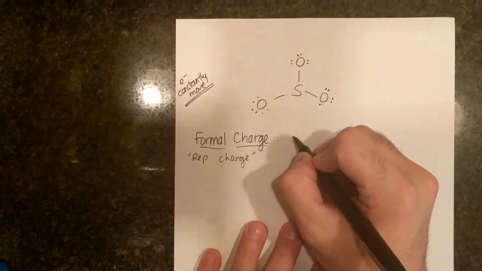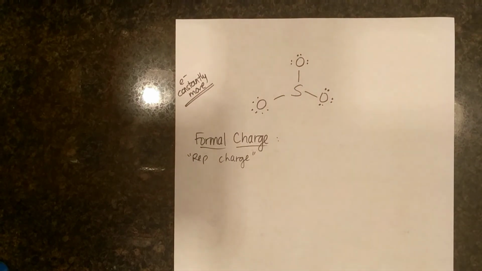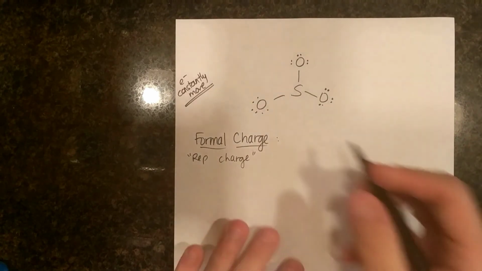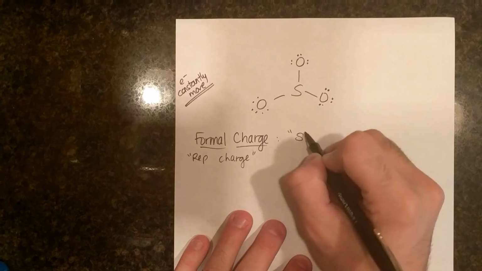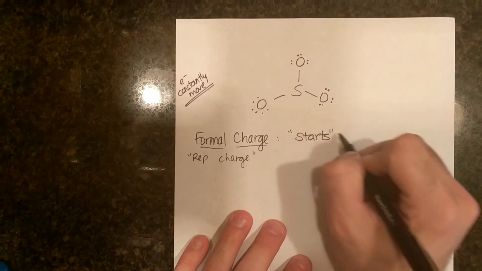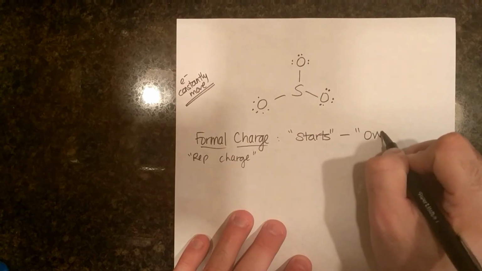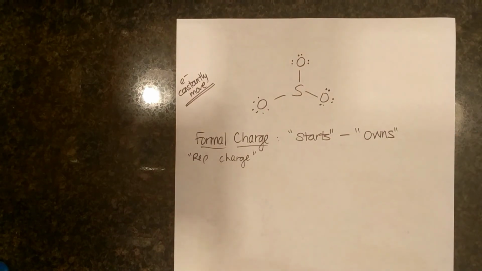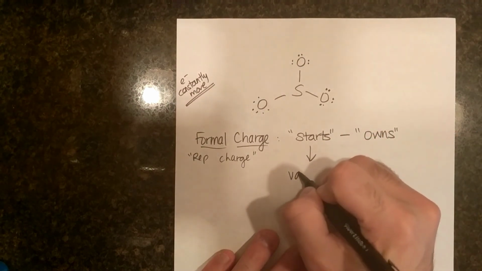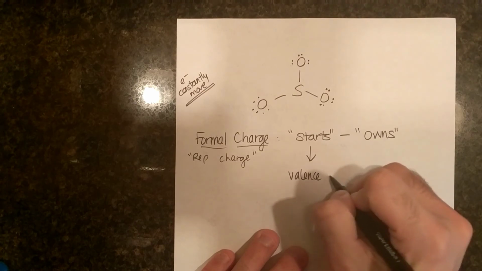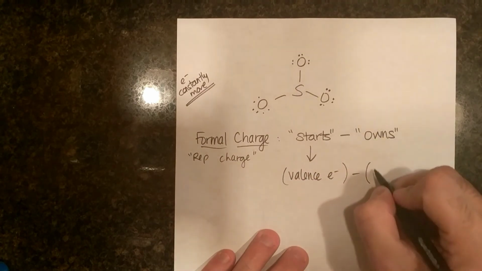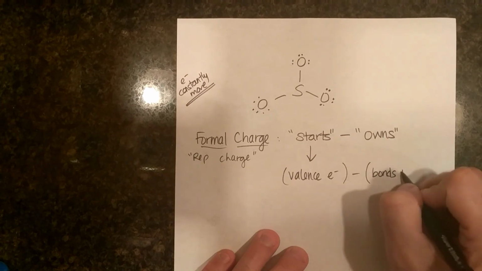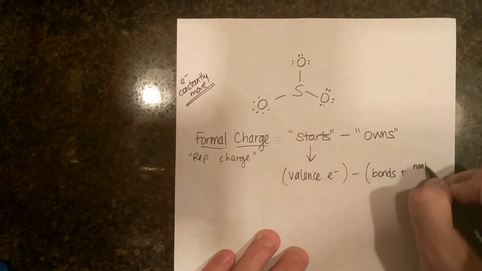So, formal charge, the way that I was taught this in organic chemistry, because Lewis structures all have to do with organic chemistry, is this very fancy way of expressing it as starts minus owns, okay? And starts is valence electrons, and then owns is bonds and non-bonding electrons.